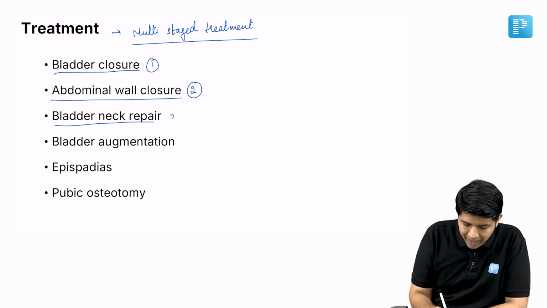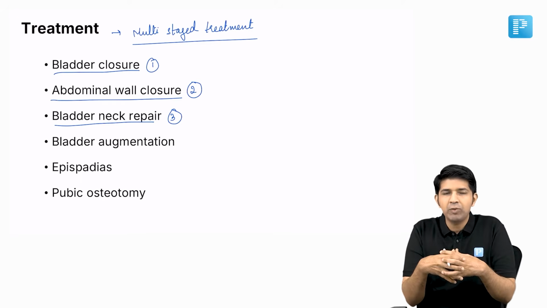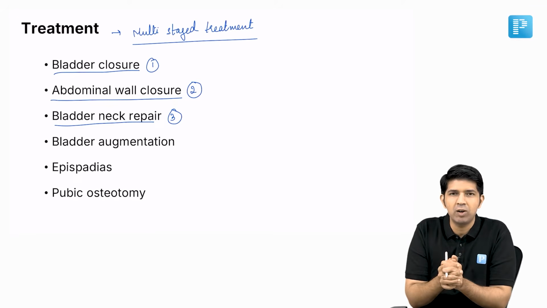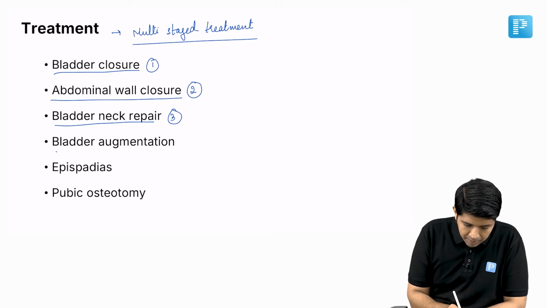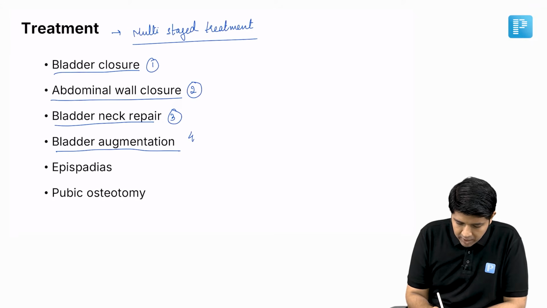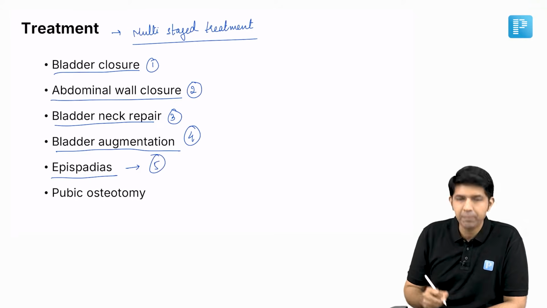Next procedure is a bladder neck repair. And finally after that, because you have kind of recreated the bladder, it would have usually shrunk. Sometimes you might have to try and increase the capacity of the bladder by performing a bladder augmentation. And the last repair you're going to do is an epispadias repair.